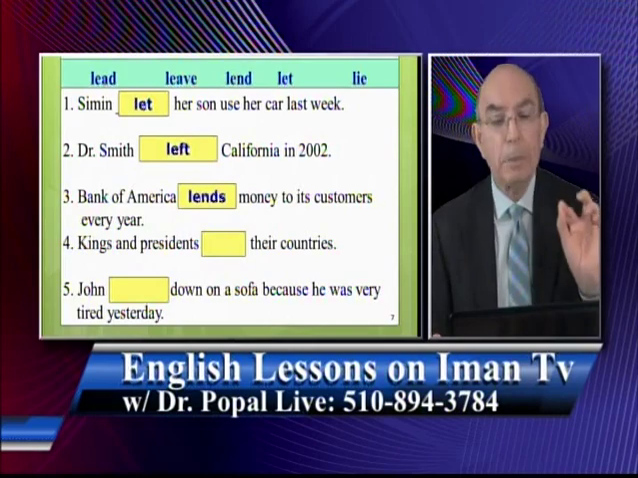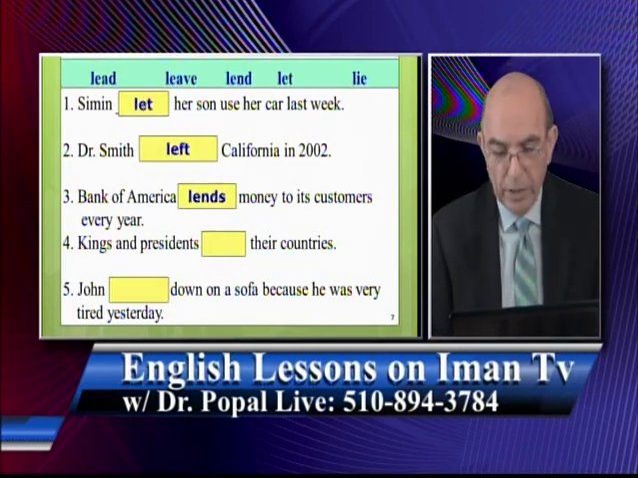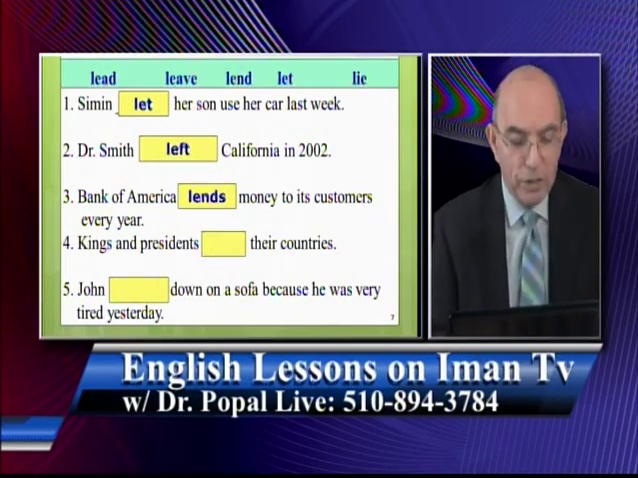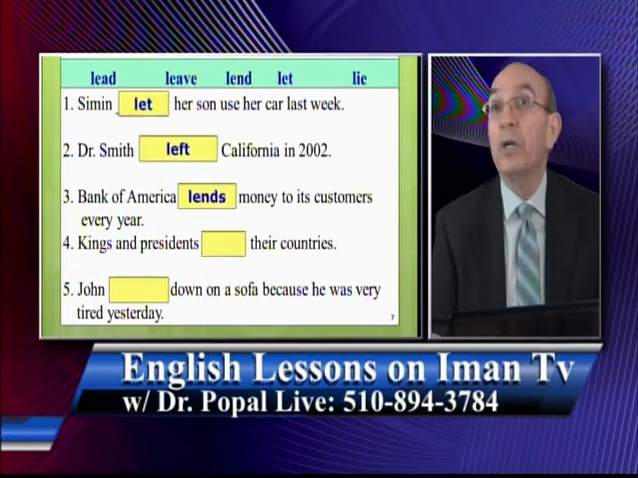You lend it. But Bank of America is one bank. It's third person singular, and it's every year, you have to put S with the verb. So you have to say what? Bank of America lends money to its customer every year.